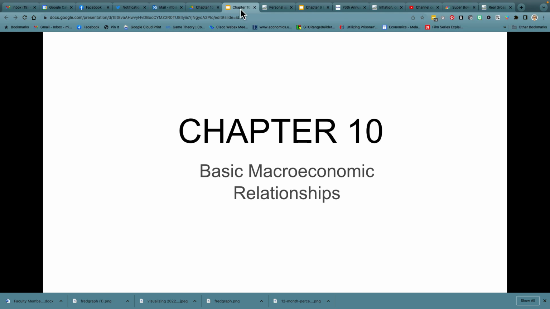In Chapter 10, we're going to introduce three basic macroeconomic relationships. First, we'll look at the income, consumption, and income savings relationships. Then we'll look at the relationship between the interest rate and investment. And finally, we'll develop a multiplier concept relating changes in spending to changes in output.